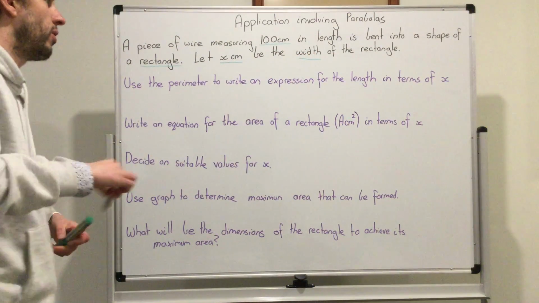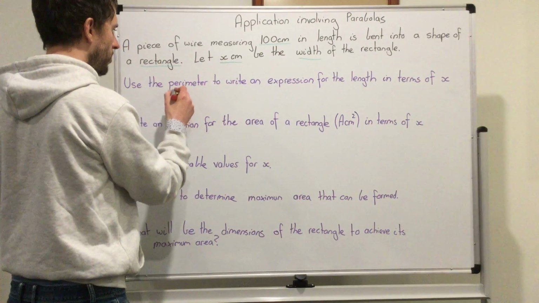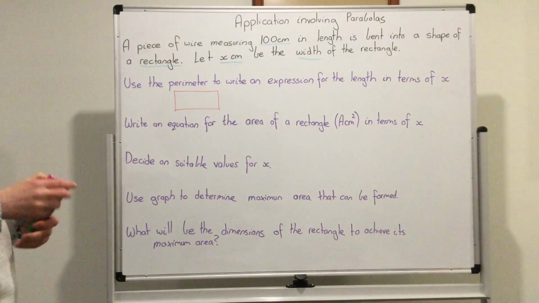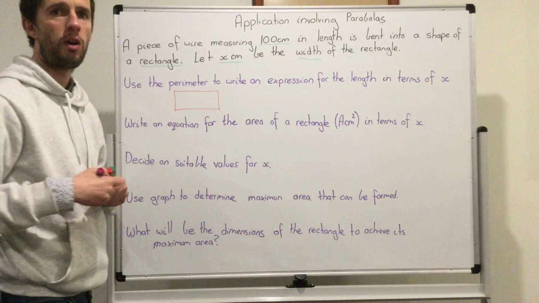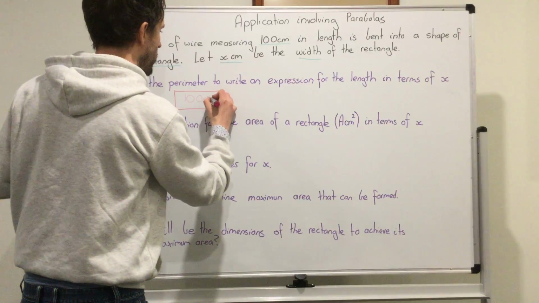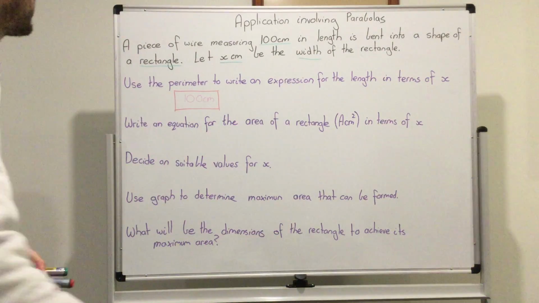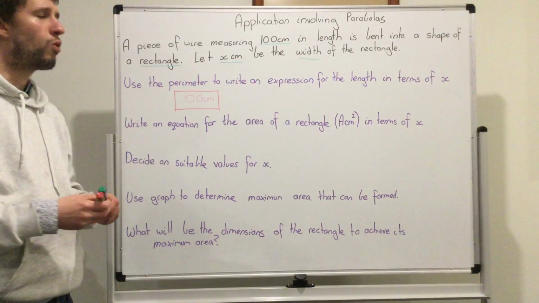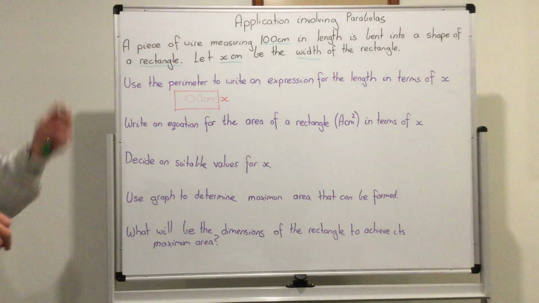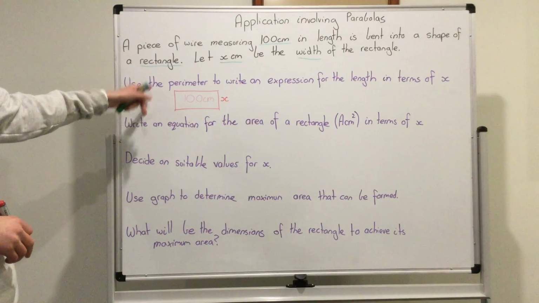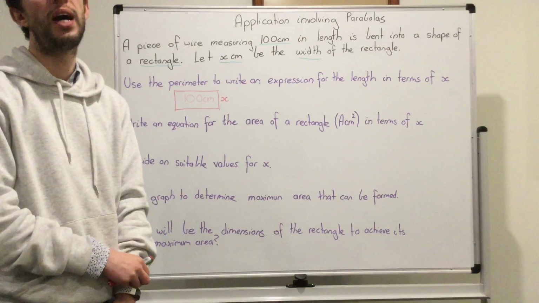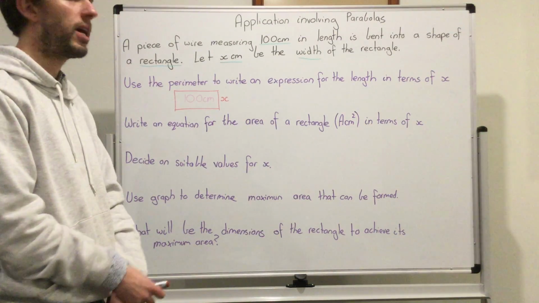So to start off, I'm just going to draw a lovely picture of my rectangle. Now I know that with my rectangle, the perimeter is going to be 100 centimeters. Now I also know that x will be my width. So let's put this into words, because we need to say use the perimeter to write an expression for the length in terms of x. So we're trying to find what length is in relation to x and the perimeter.